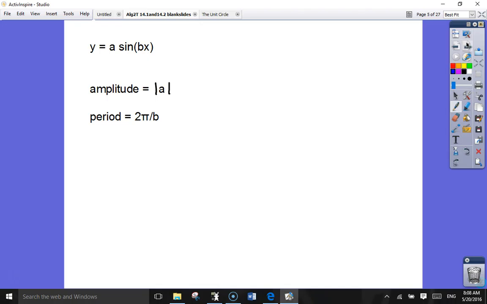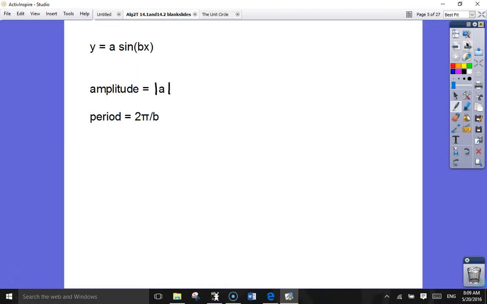What would change about the graph if a was negative? Right? When you put a negative in front of the function, what happens to the graph? It flips, right? So we could have a sine that doesn't go up first, it goes down first, but the amplitude would still be the same, right?